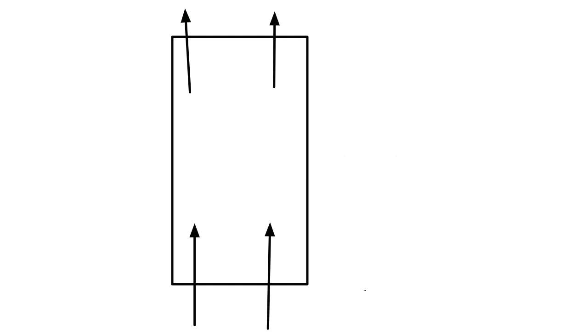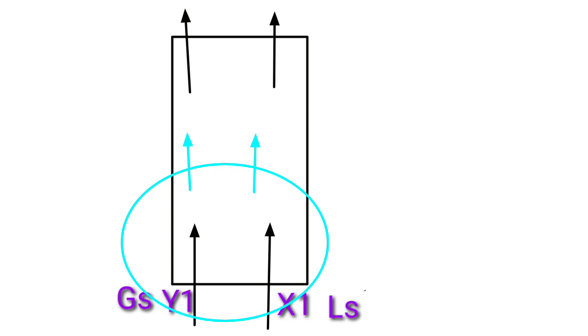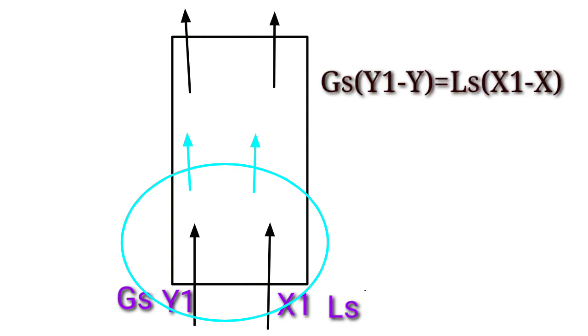Suppose both are entering from the bottom, so let's define our variables x1, y1, Ls and Gs similarly. And what you have to do is just take a section as we have taken in our absorption and stripping section video, and apply the material balance. What you will write? y1 minus y equals Ls times x1 minus x.